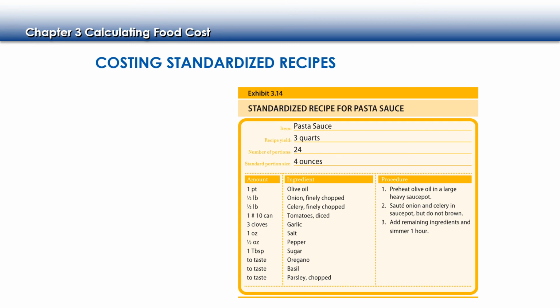So here's our standard recipe for pasta sauce. Okay, we have pasta sauce, we have the yield, so it makes 3 quarts. It gives us 24 portions, and our standard portion size is 4 ounces. This is important to control the number of portions we get out of this pasta sauce, because we're going to be able to identify what that cost is exactly for those 4 ounces. Once we have that cost for those 4 ounces, then we are going to use that to identify what we are going to sell our pasta sauce for. Okay? And so we have our ingredients here, our full list, and then we have our procedure.